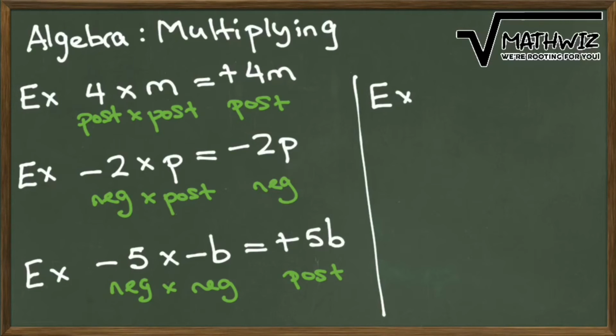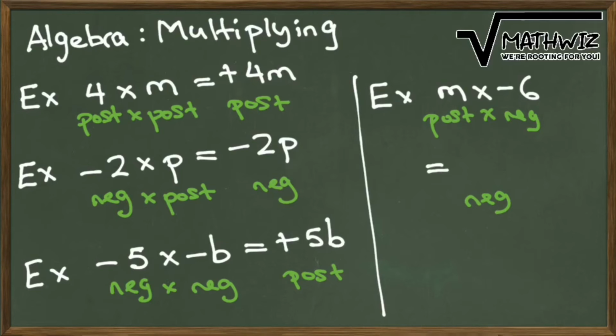All right, let's keep the examples going. Let us say we have m multiplied by minus 6. Again, you would have a positive multiplied by a negative, and according to the rules, you should get a negative. And 6 multiplied by m gives you 6m.